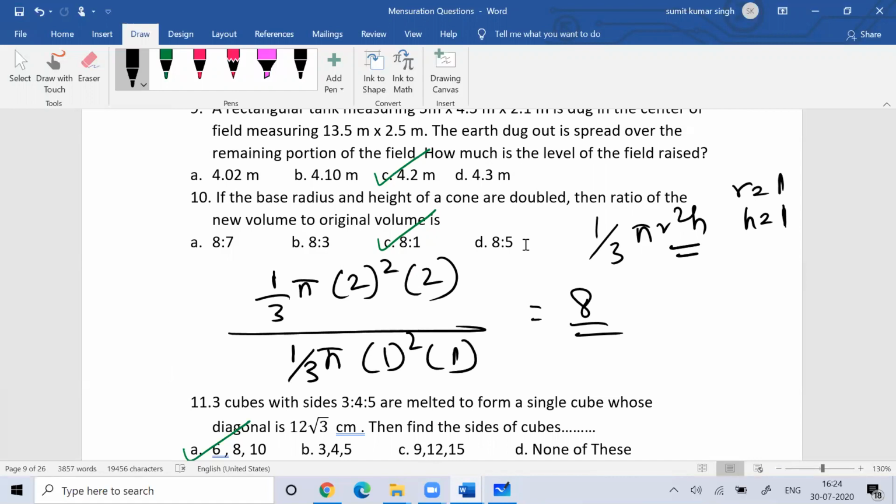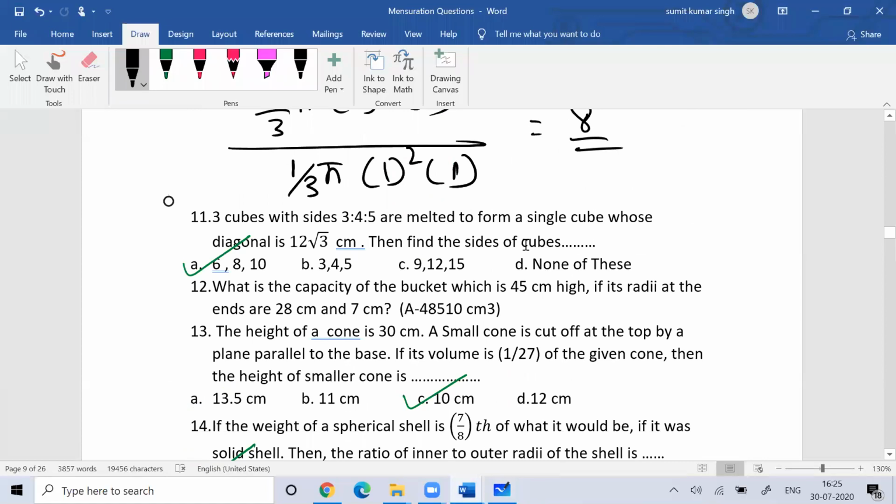Fine. Next question: three cubes with sides 3, 4 and 5 are melted to form a single cube, and the diagonal of that is 12 root 3. You know that the diagonal formula is root 3 a. So if the diagonal of the larger cube is 12 root 3, the edge of the larger cube would be 12. I hope you can understand.